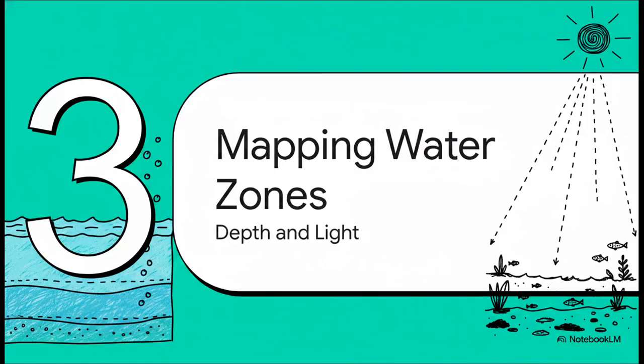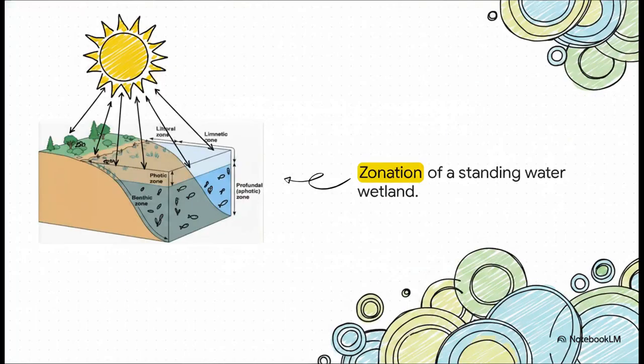Section 3, mapping the water zones. Okay, so if we map a lake, the crucial thing to understand is how it splits the aquatic habitat based entirely on depth and light penetration. This isn't just arbitrary geography. It's quite literally a map of energy. The sun is the primary engine here. How far its light can effectively pierce through the water column determines exactly what kind of zone you're dealing with.